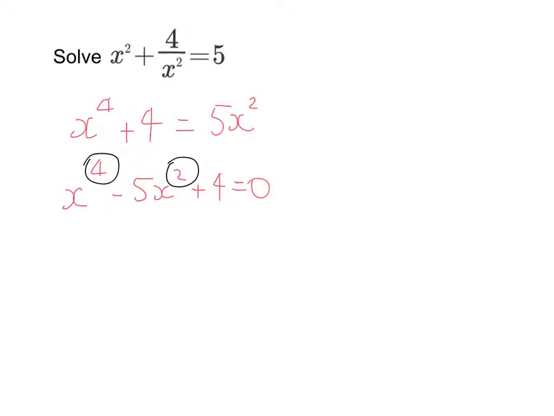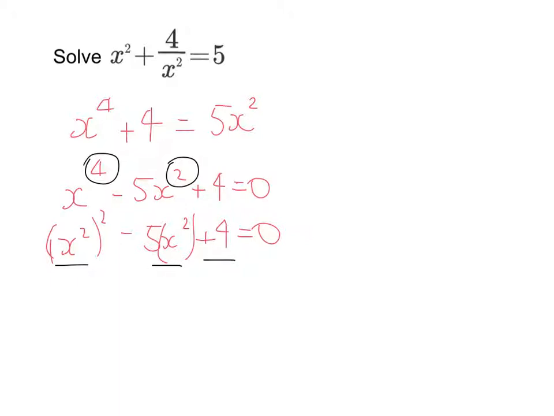So I'm going to rewrite that again. This time I've got (x squared) squared minus 5x squared plus 4 equals 0, and I'm going to put brackets around that. You'll see why. Well, I hope what you see is that we've almost got something that would fit a quadratic. I've got a square term, minus 5 of that term plus 4.